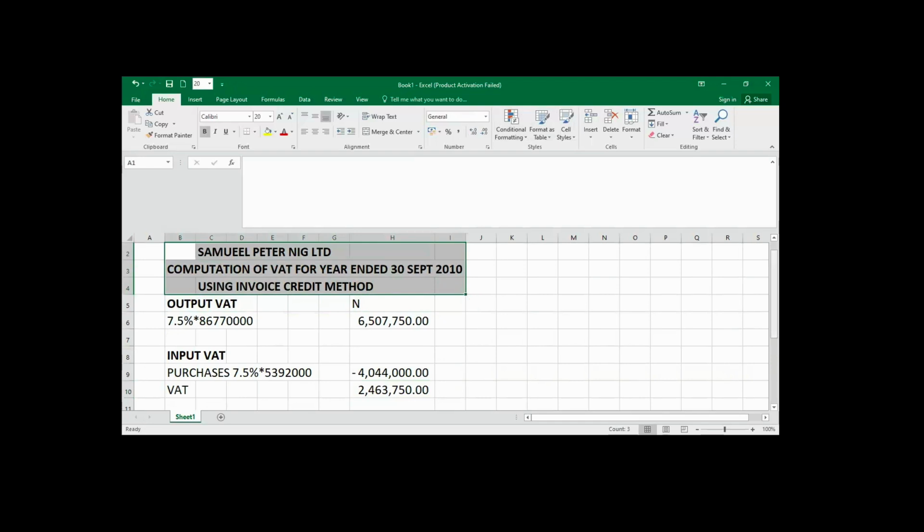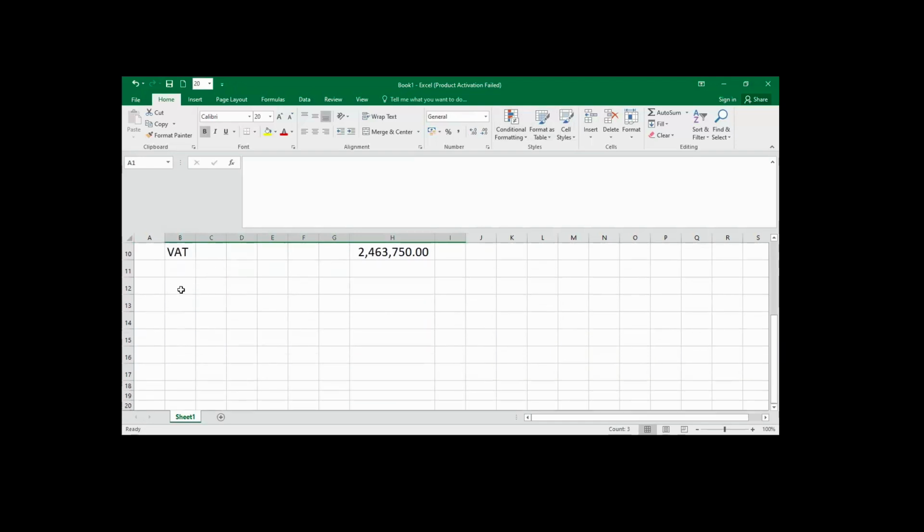Apart from the invoice credit method, we have the subtraction method. I told you that under the subtraction method, you have to look at the total value of the turnover, less the purchases, the direct revenue expenditure purchases. The difference between the two will give you what is called value added. When you get the value added, you now apply the VAT rate.